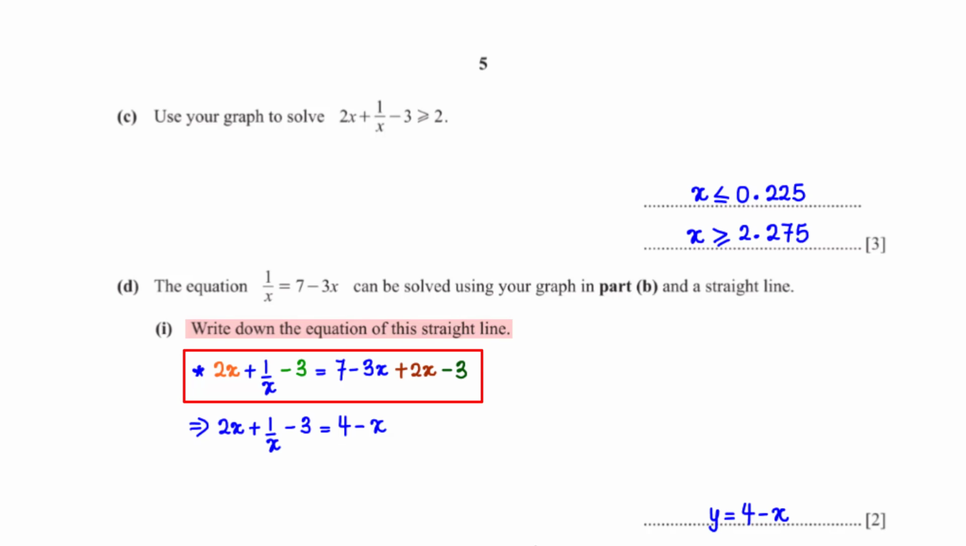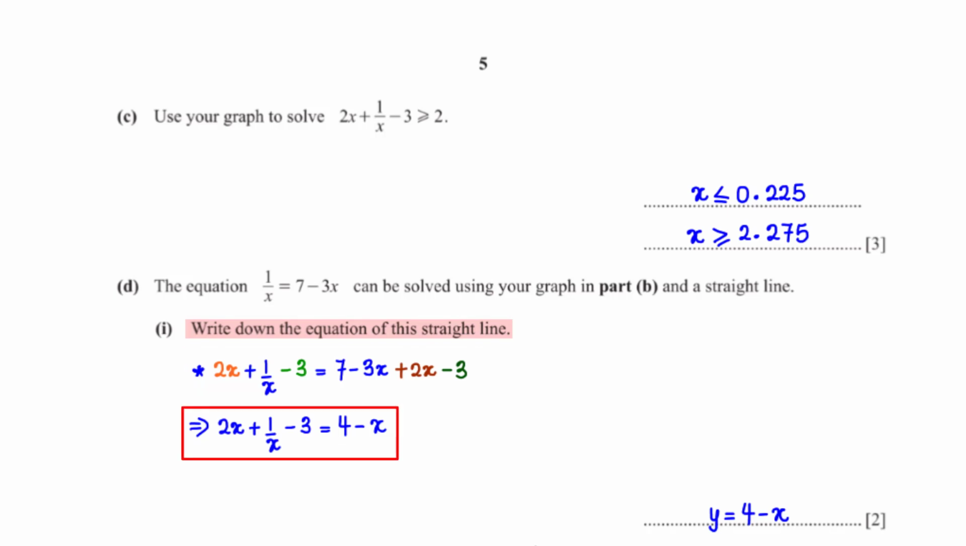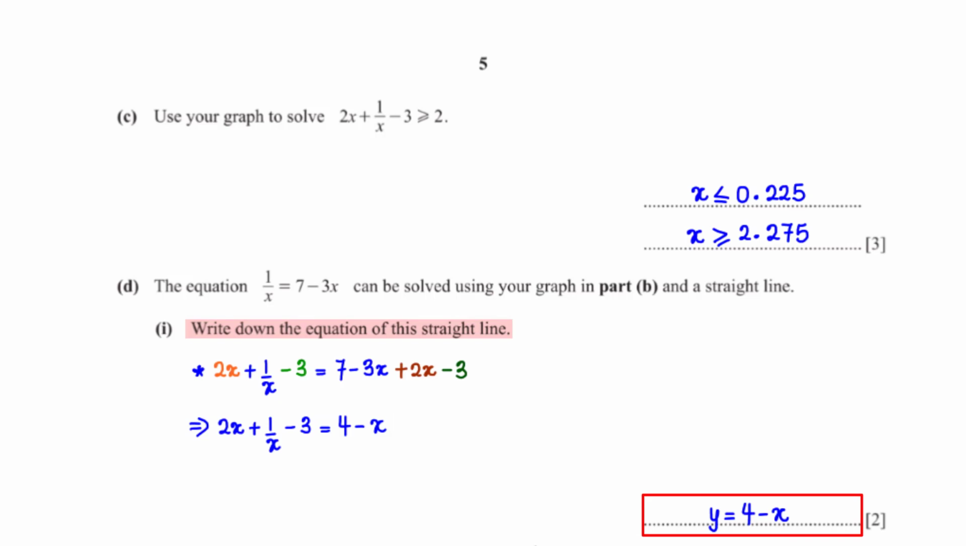When we group like terms on the right-hand side, 7 minus 3 is 4. Minus 3x plus 2x is minus x. This means the equation of the straight line is y equals 4 minus x.